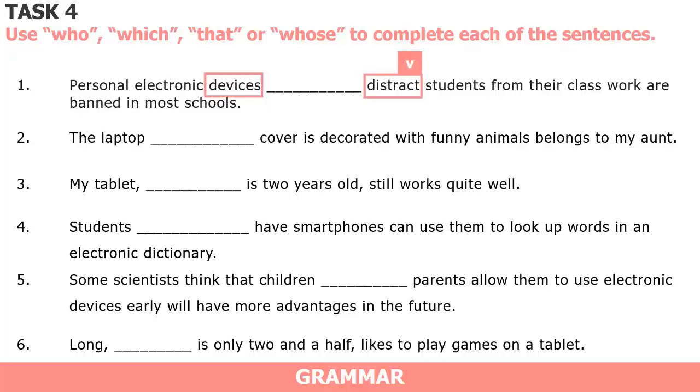Distract is a verb, and the sentence is a defining relative clause. Therefore, you can fill in the gap with the relative pronoun which or that, used as a subject.